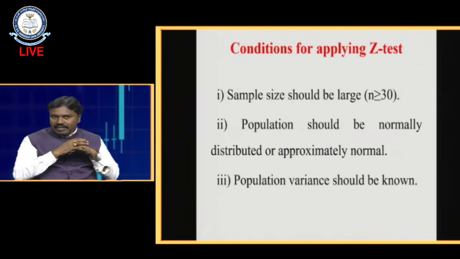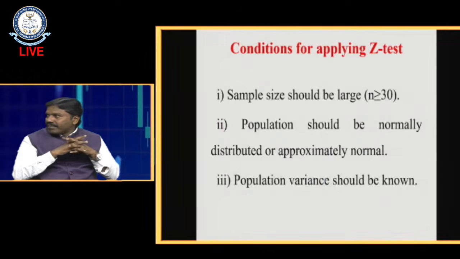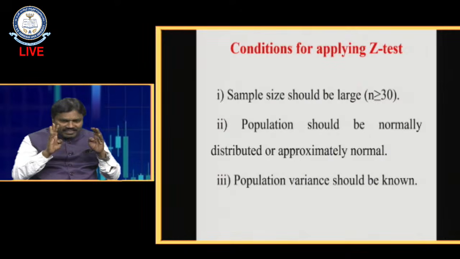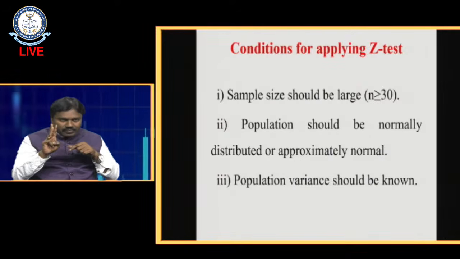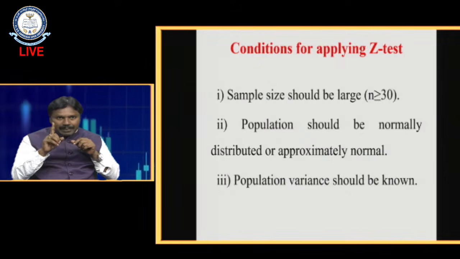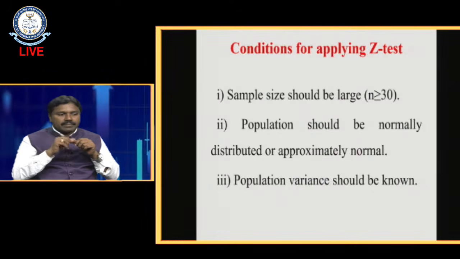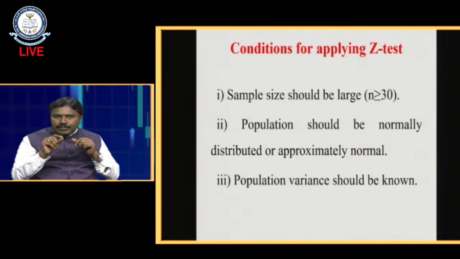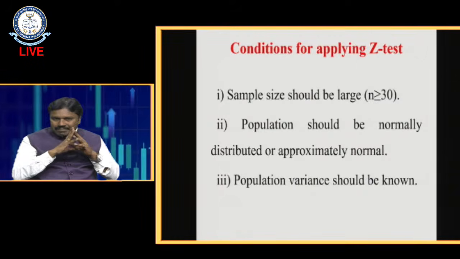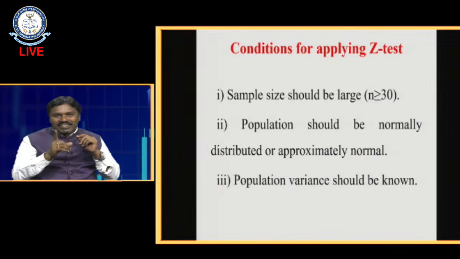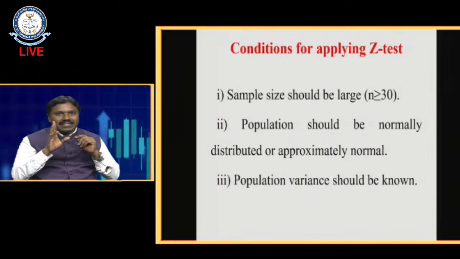What conditions apply for using the Z test? That is important. We can observe three important points. First, identify the sample size. Keep in mind the sample size should be large, that is, n greater than or equal to 30. Second, the population should be normally distributed, approximately normal. Third, the population variance should be known. Without these, we can't apply the Z test.